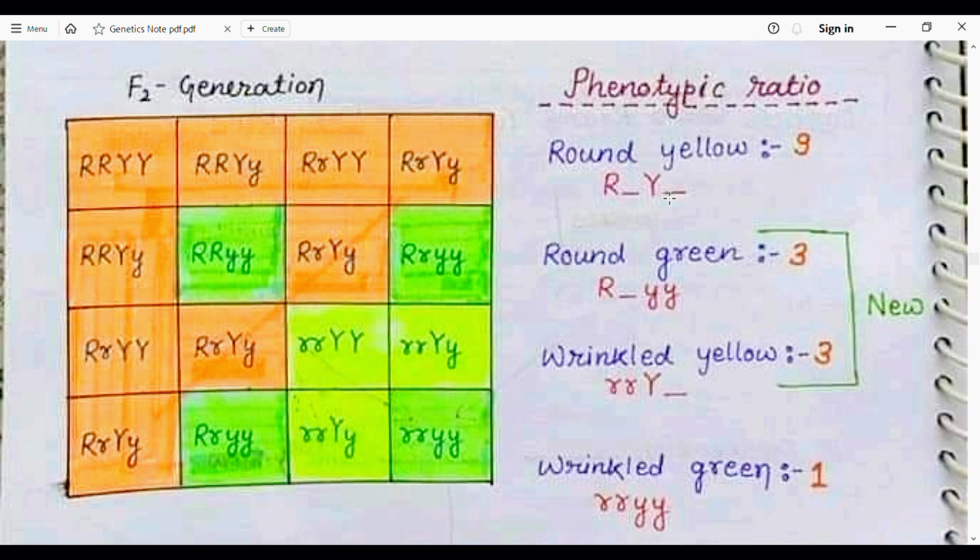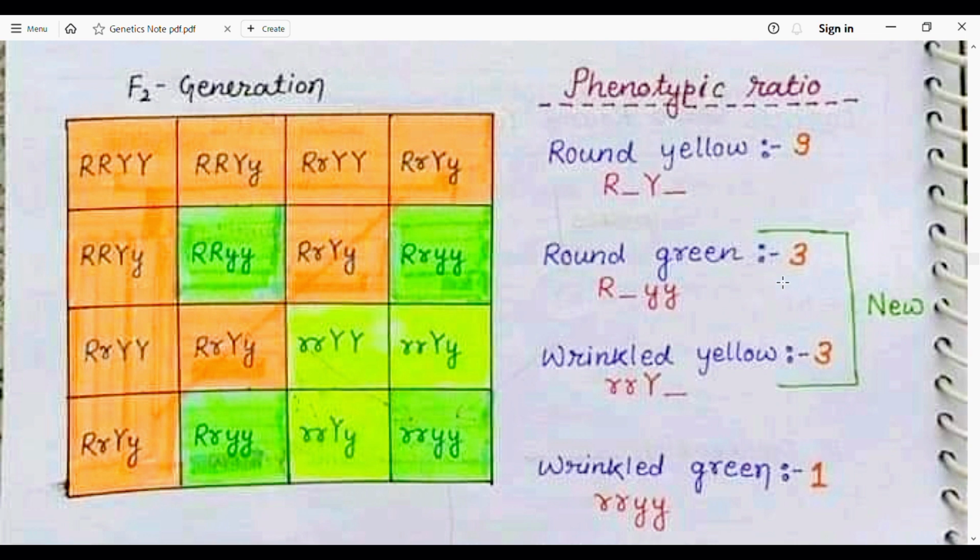And when one capital R and no capital Y is present, the phenotype of the offspring is known as round green, and it is 3. While when no capital R and one capital Y is present, the phenotype is wrinkled yellow, and it is produced 3.